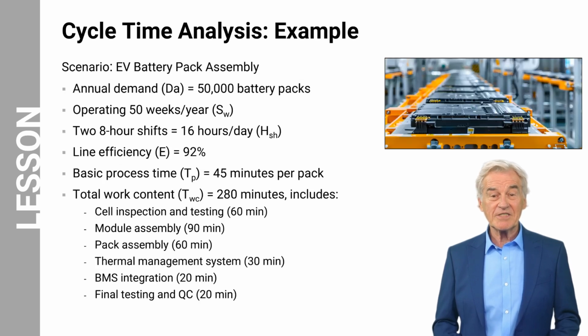Let us consider an example of cycle time analysis using an EV battery pack assembly line. An electric vehicle manufacturer is planning a new battery pack assembly line. The goal is to help them determine the production line requirements based on the following information. The annual demand target is 50,000 battery packs. The operating schedule is 50 weeks per year, 2 8-hour shifts per day. Line efficiency is 92%, accounting for quality checks and complexity. Basic process time is 45 minutes per battery pack. Total work content is 280 minutes, which is broken down to cell inspection and testing, module assembly, pack assembly, thermal management system, BMS integration, and final testing and quality check.